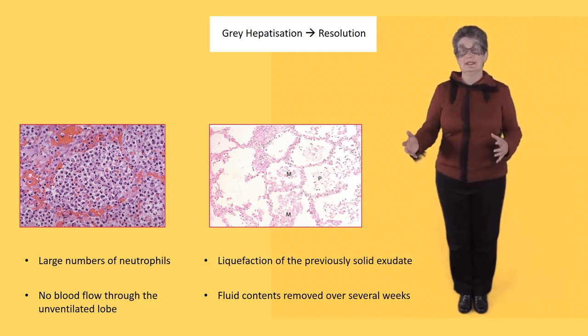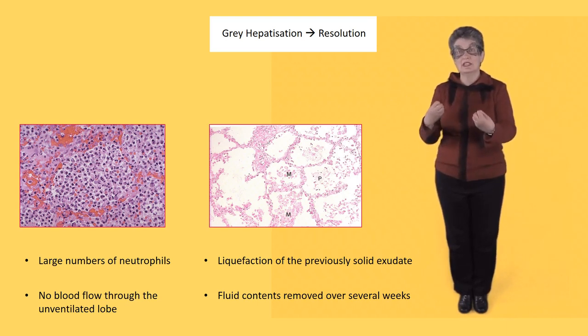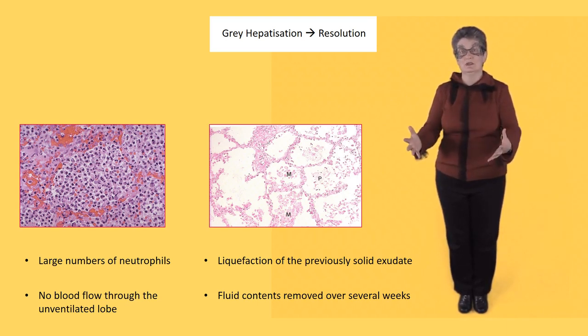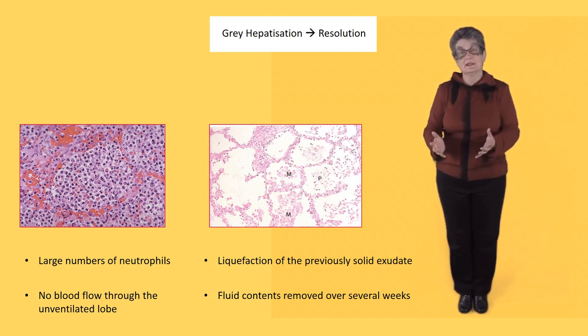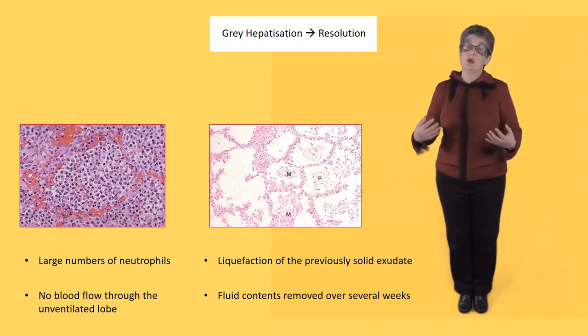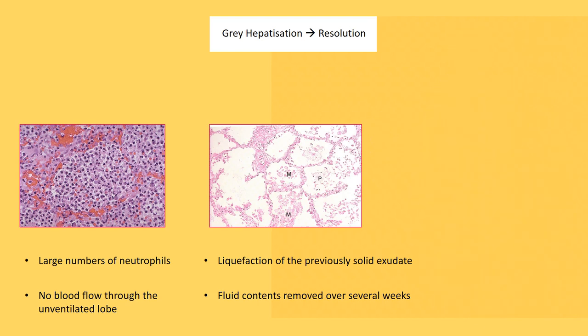As time progresses, the neutrophils release enzymes which liquefy the material in the alveolar spaces. Macrophages then come along and take up and then digest this material. Note how the alveolar walls remain intact. The reason that pneumonia can resolve is that the essential structure of the lung remains intact and all the inflammatory debris is cleared away.